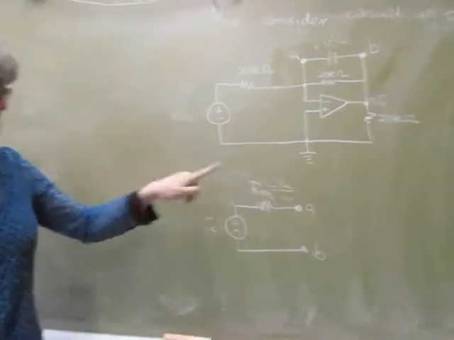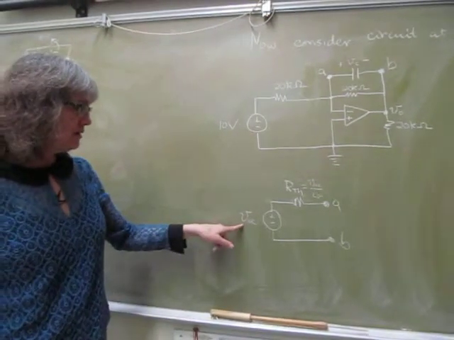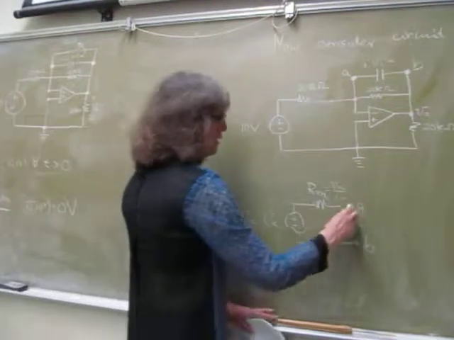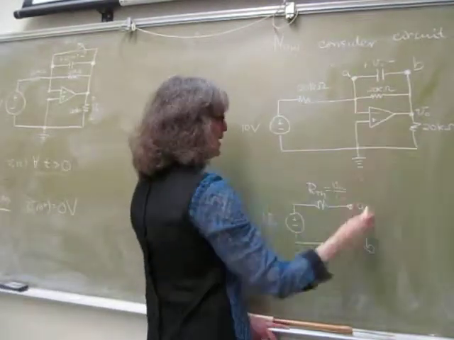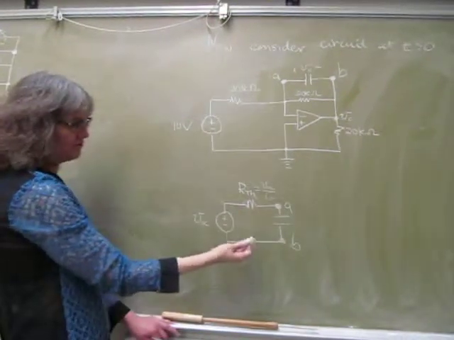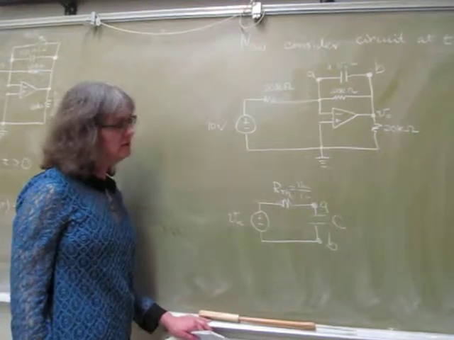And once I find these two values, then I've got the Thevenin equivalent at AB. I put the capacitor back. I've got a standard first order circuit, and I can just plug into the formulas. So we'll do that in the next segment.